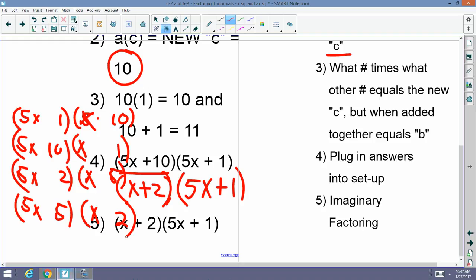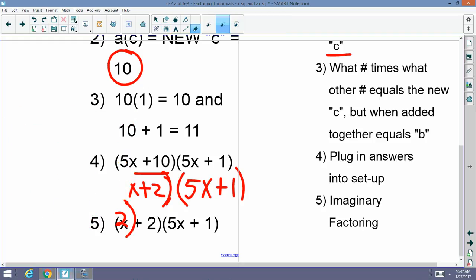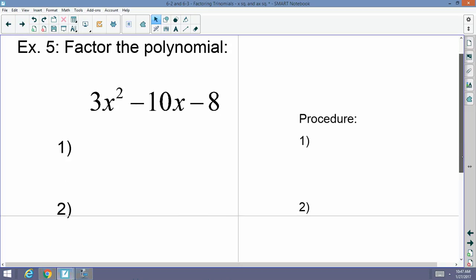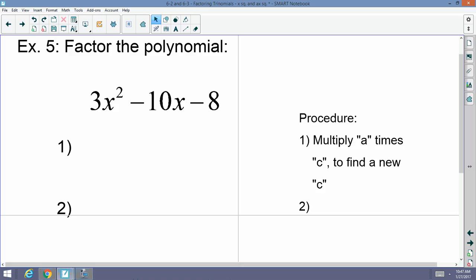Now, let's do another one so you can really get to this. Okay, let's factor the polynomial. Now we get a little bit tougher because 8 has a lot more factors. So this would have been a mission if you do it the quote-unquote technical way that you're supposed to do it. But we're going to use the cubic method. So my procedure, my setup, okay? There we go. Okay, first I'm going to find my new C.